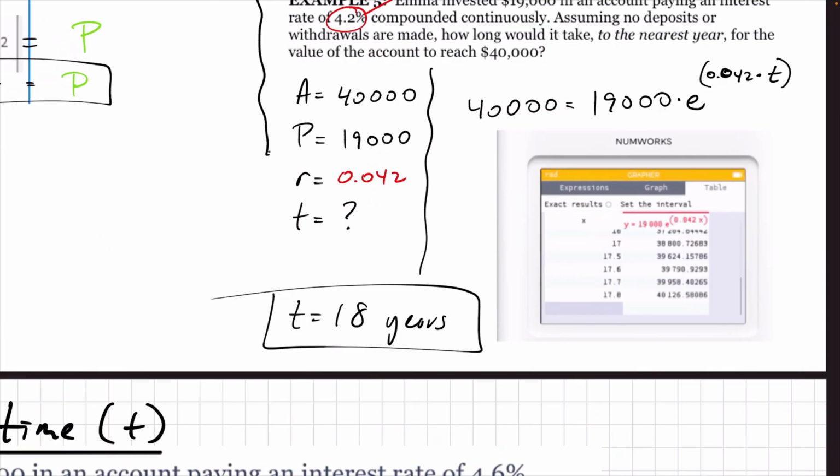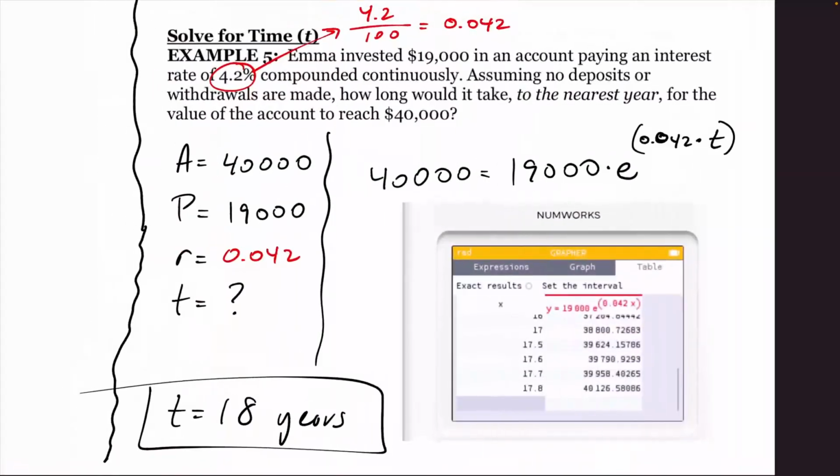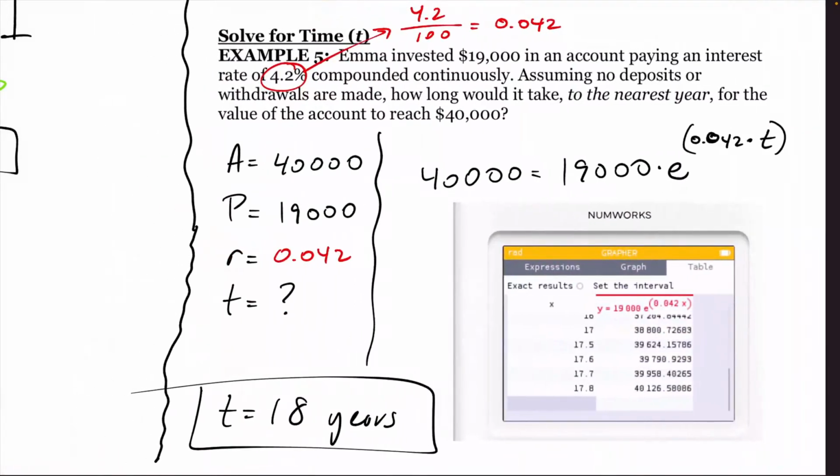Okay, 18 years. For that question, I didn't have to do any type of adding, subtracting, multiplying, or dividing. I just had to read the graph. So I'm going to give you one more to do. You don't have to write this down, but I definitely want you to do it on your calculator. I want to see it on your calculator. I'm going to give you one more problem to do, and then we'll be done.